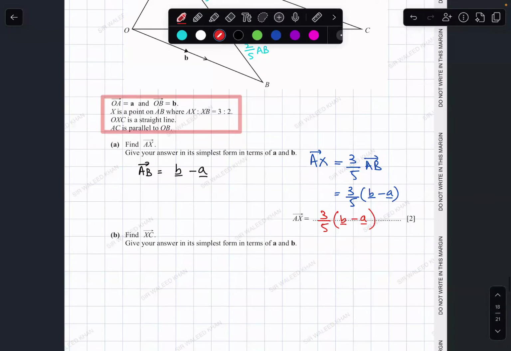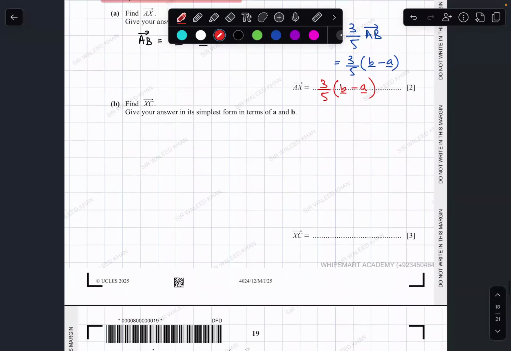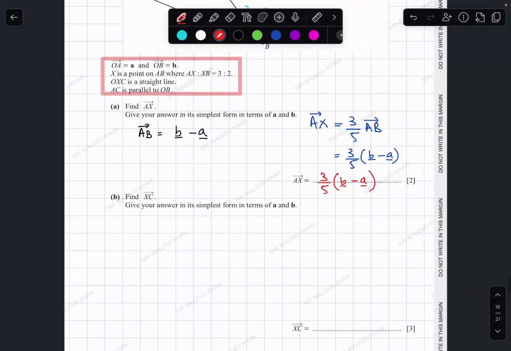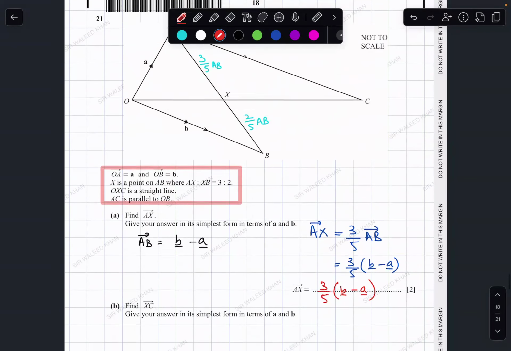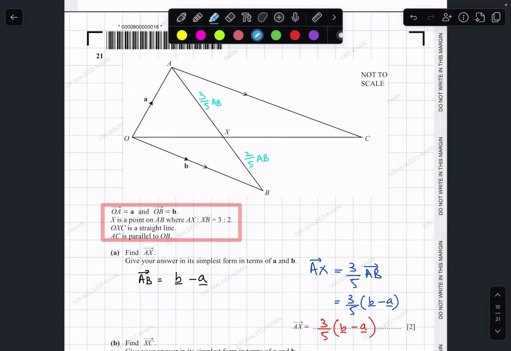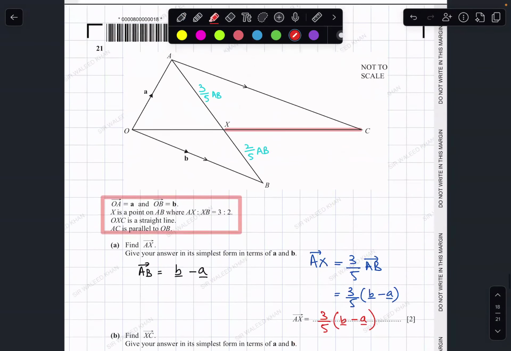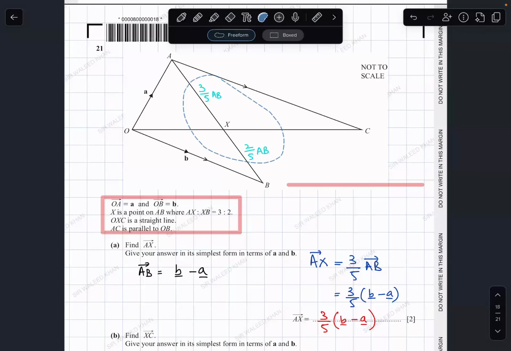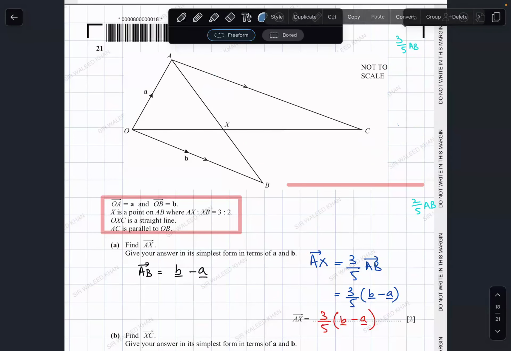Okay, find XC. Give your answer in its simplest form in terms of A and B. I have to find XC. This one over here. Okay, this length is required. So for that, let's work out. Let me just clear it out a bit. बाद में इसको मैं ऐड कर दूंगा. Wait.